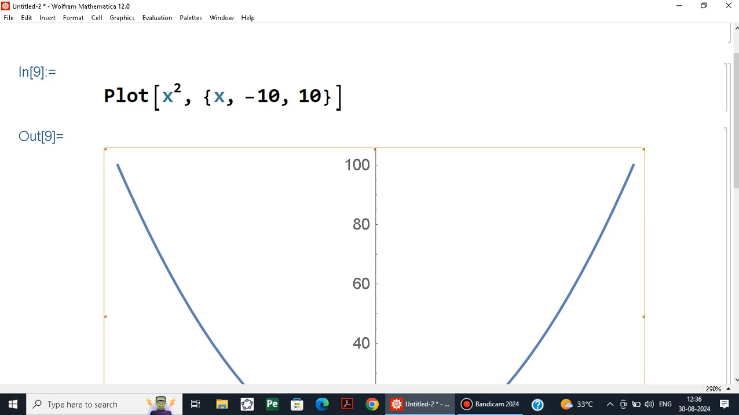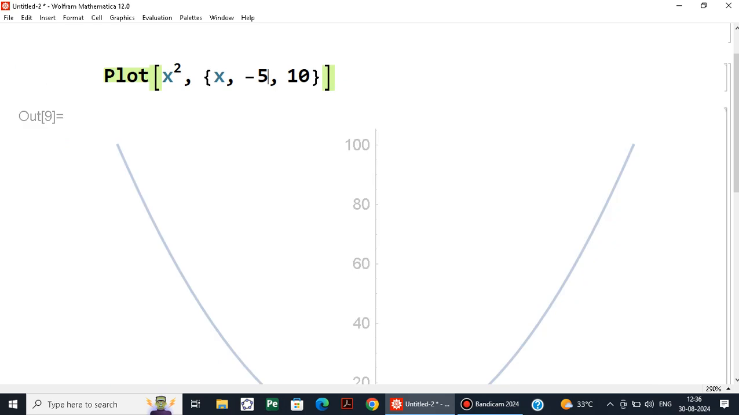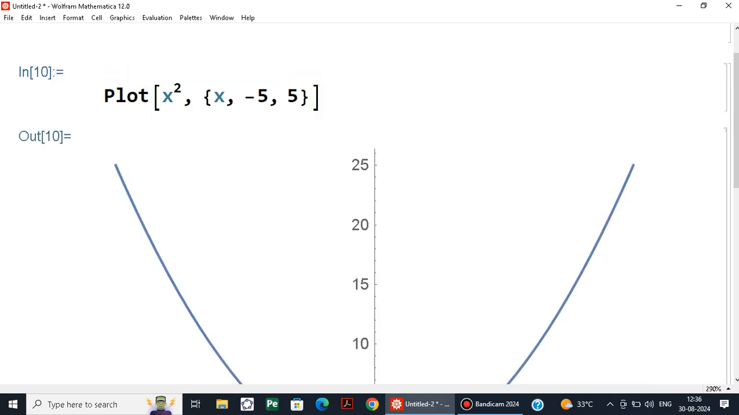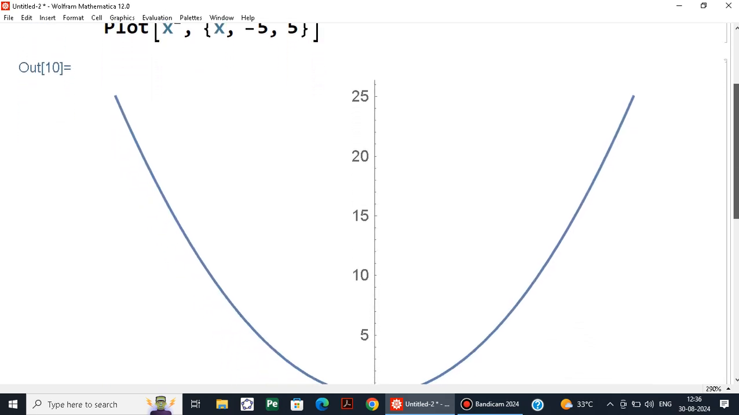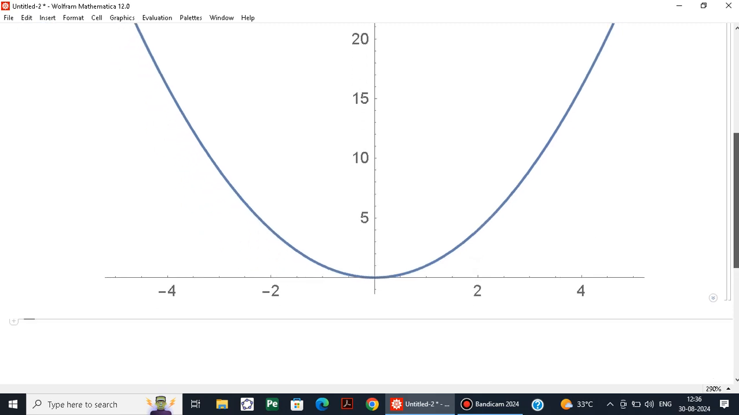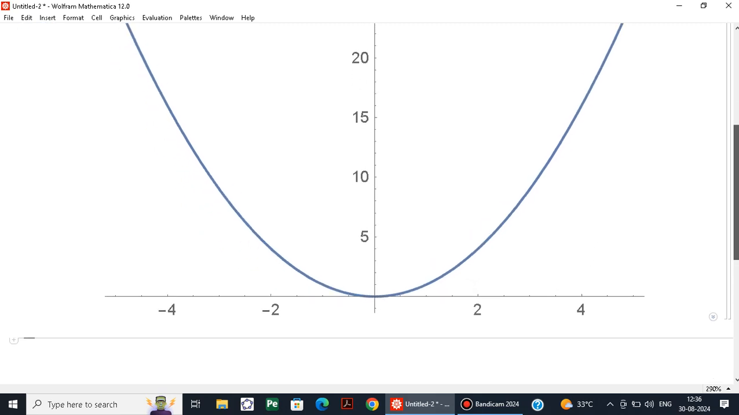Now suppose someone wants minus 5 to 5 as their limit to show that graph. Now you can change the value minus 10 to minus 5, and you can change this value 10 to 5. Now press shift enter. Now it is a new graph according to our need.